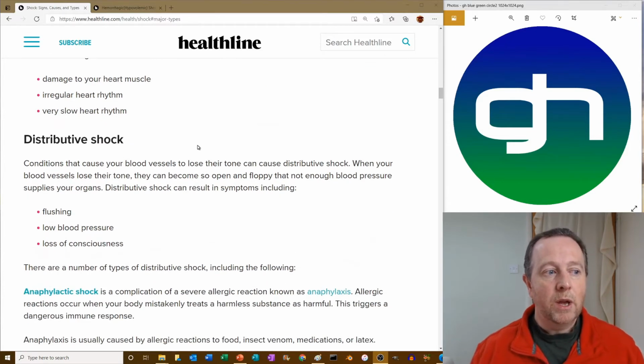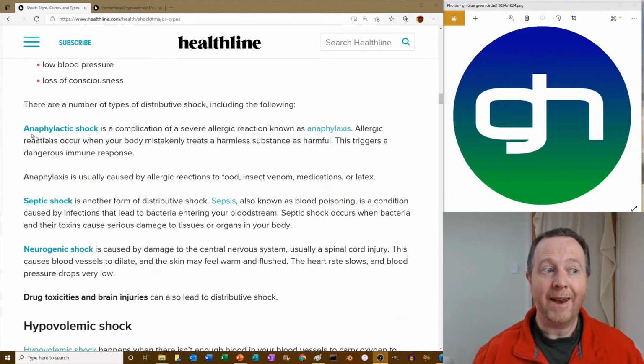Distributive shock. Conditions that cause your blood vessels to lose their tone can cause distributive shock. When your blood vessels lose their tone, they become so open and floppy that not enough blood pressure supplies your organs. Distributive shock can result in symptoms including flushing, low blood pressure, loss of consciousness. There are a number of types of distributive shock, including anaphylactic shock, so that's a severe allergic reaction. Septic shock, so that's sepsis, known as blood poisoning, can cause that. And you've got neurogenic shock, caused by damage to your central nervous system, usually a spinal cord injury.